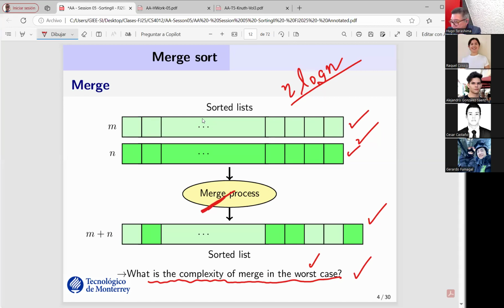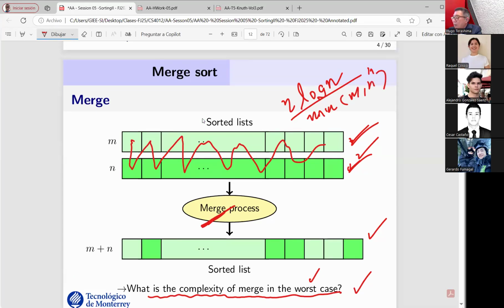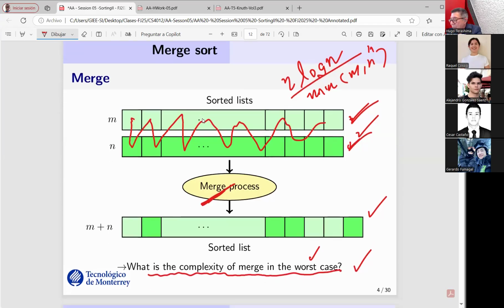This procedure, I have sorted lists, and I put them together in this way. And remember that the merge is doing comparisons. So the question is, what is the complexity of the merge, in terms of comparisons? Maybe the minimum of m or n. Well, closer. Someone says n. Who agrees with that or who disagrees with that?